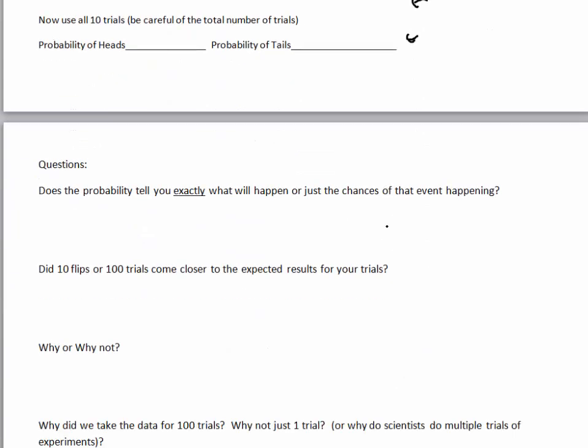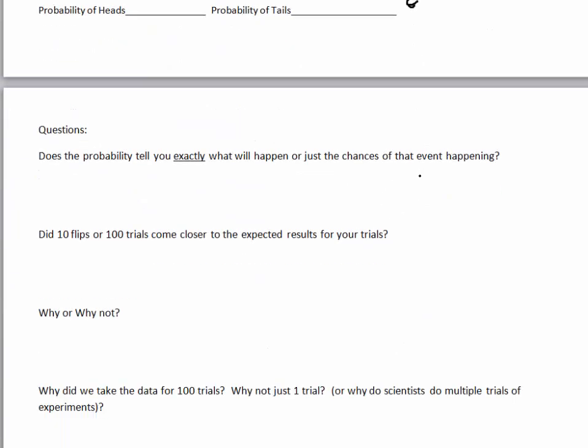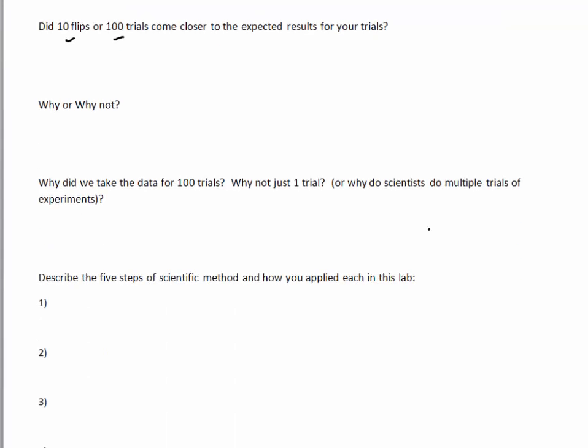Then what we're going to do is we're going to say, well, what does probability really tell us? And did 10 flips or 100 flips come closer to our expected results? And then I just have some questions here.